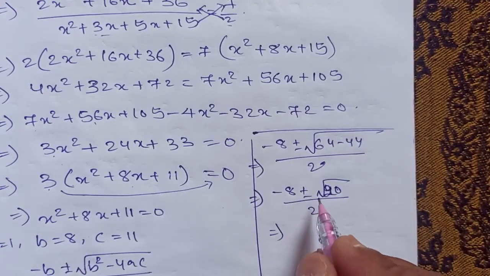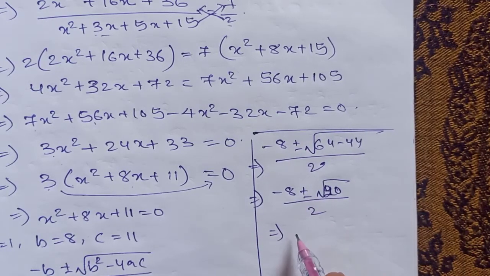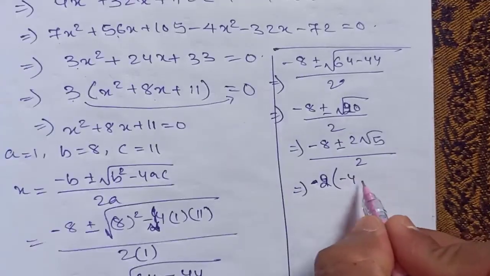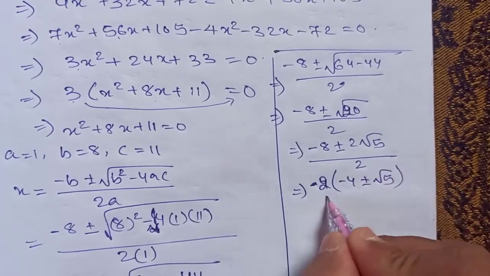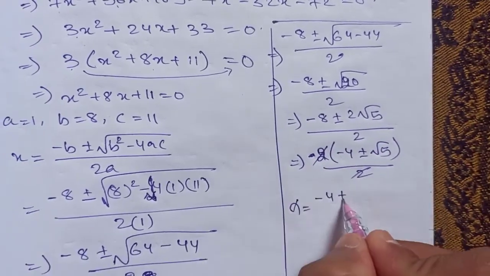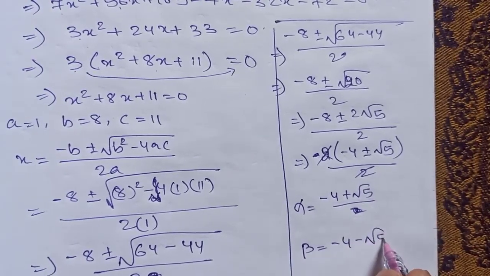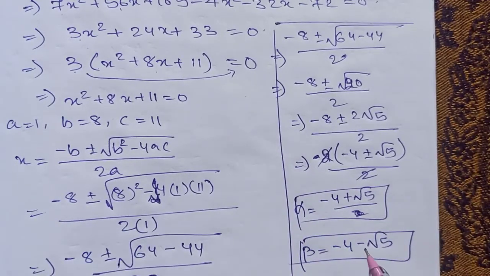Don't cancel 2 and 8 directly, because you have to take out a common factor first, then only can you cancel numerator and denominator, remember. So minus 8 plus or minus root 20 is minus 4 plus or minus root 5 by 2, cancelling these two terms. So alpha is minus 4 plus root 5 and beta is minus 4 minus root 5. These are alpha and beta, which we get from the equation by solving.